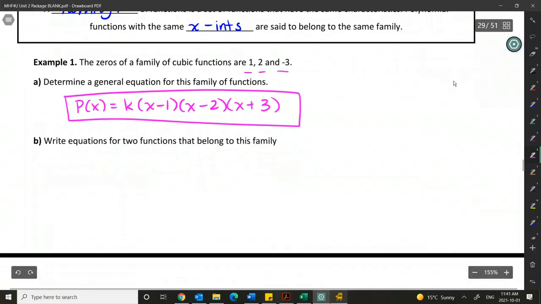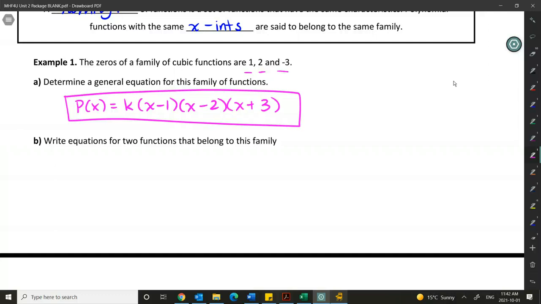Now I want you to create two equations, so two functions that belong to this family. And all we need to do that is just choose a value for k. So two different members, write two equations that belong to this family. Okay, you might notice some overlap here with some of the stuff that we talked about in Unit 1, because we did some of the solving processes for these.